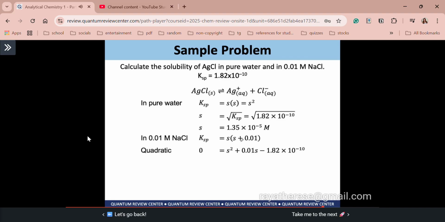And then, distributive property, I hope you still remember sa math. So S times S is S squared, S times 0.01. And class, itong KSP na constant, transposed to the other side. So all of your terms are on just one side, all equal to 0. I hope you remember, we call this a polynomial. So S squared plus 0.01S minus 1.82 times 10 to the negative 10. Class, how do you solve a polynomial like this? Use the quadratic formula. Negative b plus minus square root of b squared minus 4ac all over 2a.